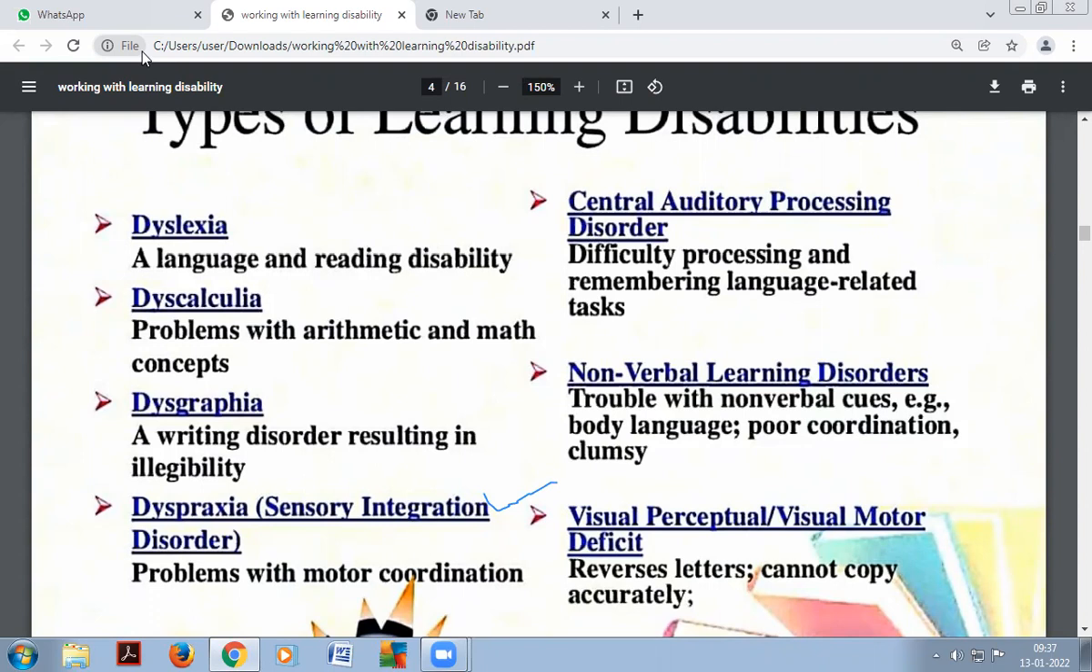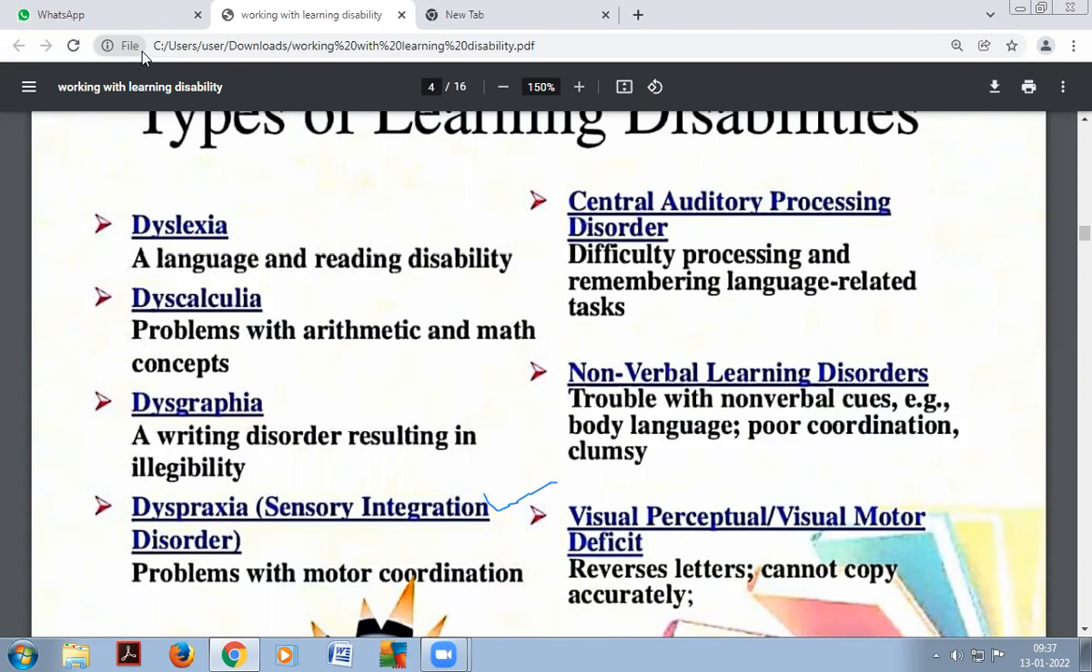Examples: body language, poor coordination, clumsiness. Body language is also very important. Suppose that you have selected a student for something, a module presentation. If the body language of that particular student is not proper, he will not be able to conduct the task that you have decided to select for him. So body language is also very important, and those students who are suffering from this type of disorder have what is called non-verbal learning disorder.